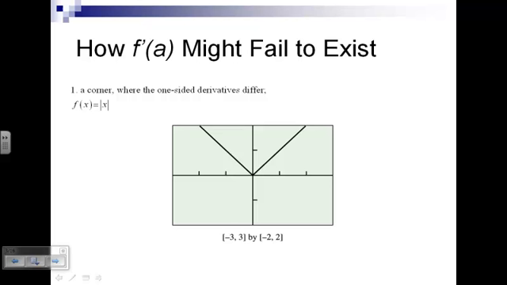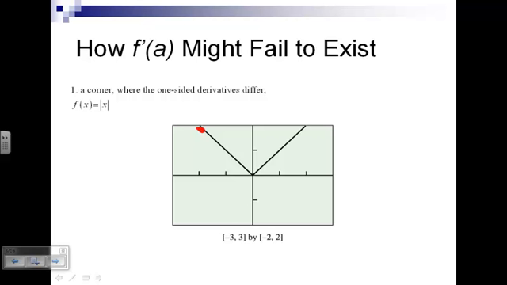One place where it might fail to exist is when the original function has a corner, like in the absolute value function. Now, I think we talked about this a little, but let's just talk about the slope right here on the absolute value function.